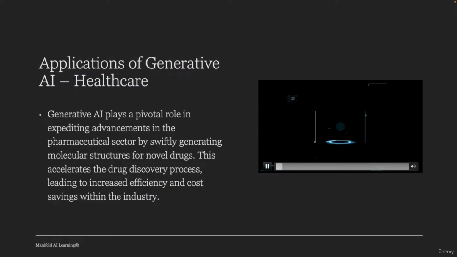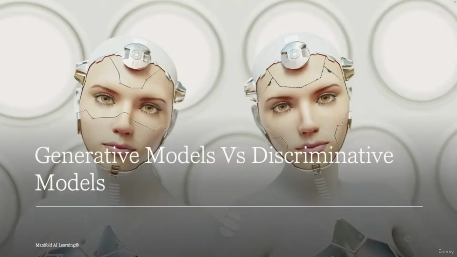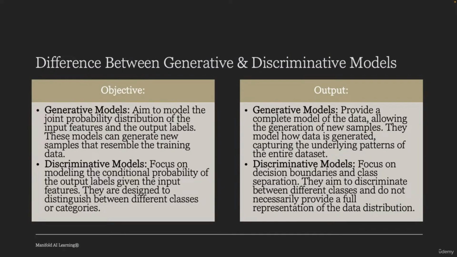Now, one thing that you need to remember is the difference between the generative models and the discriminative models. So let's look into the difference between them. When we talk about the generative models, from the objective standpoint, generative models are the type of models which aim to model the joint probability distribution of the input features and the output labels, and these models are there to generate new samples. That's the overall objective of the generative model.